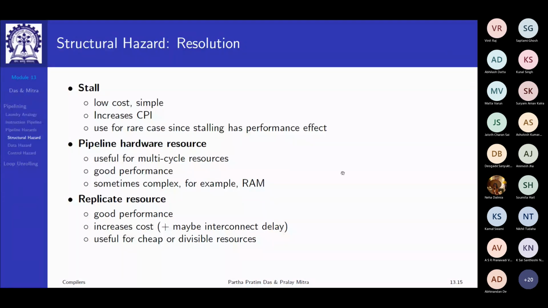So you can have other types of solutions, like pipelining hardware resources. You can have hardware resources also pipelined, which can give you good performance. You can replicate resources for really good performance. So what you're basically doing is increasing your processing units, but that of course increases the cost. It could increase the interconnect delay, and it's workable for divisible resources, but not every resource is divisible in that way. So these are the different aspects of the structural hazard and its resolution.